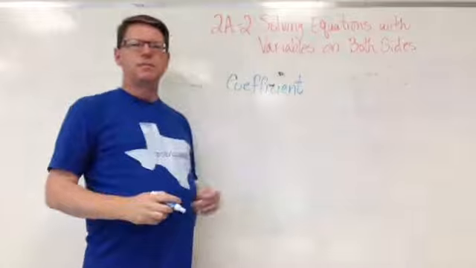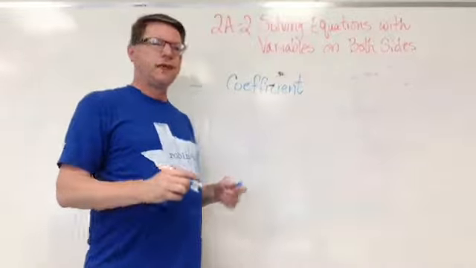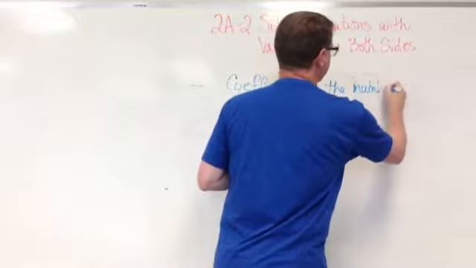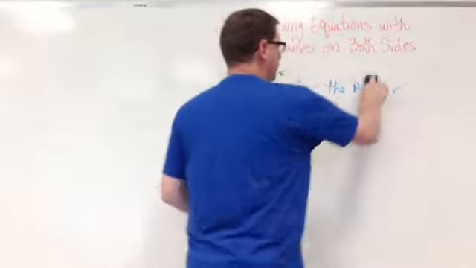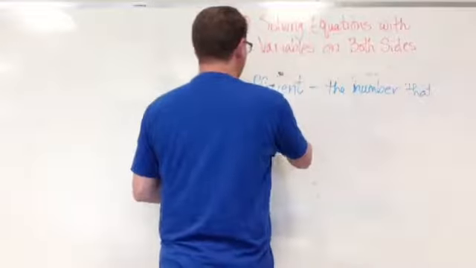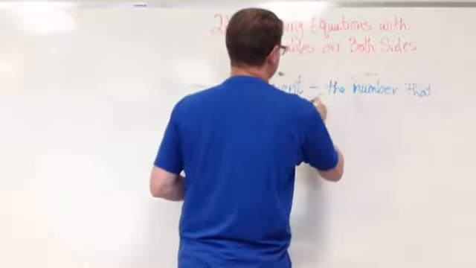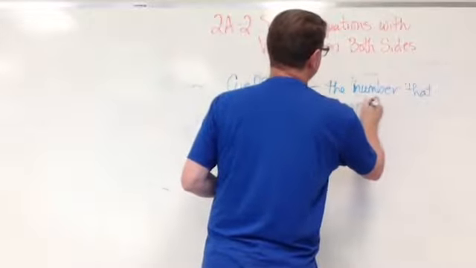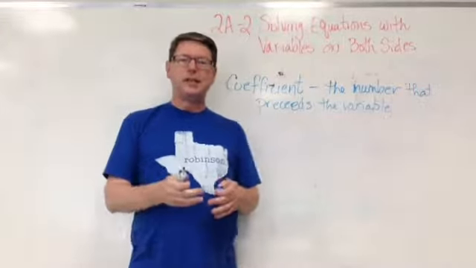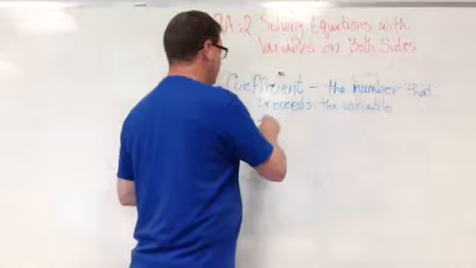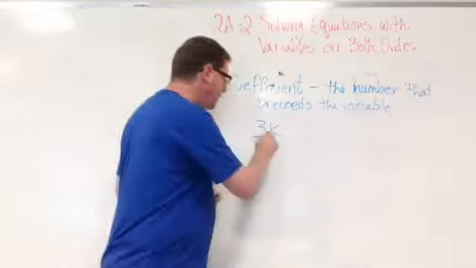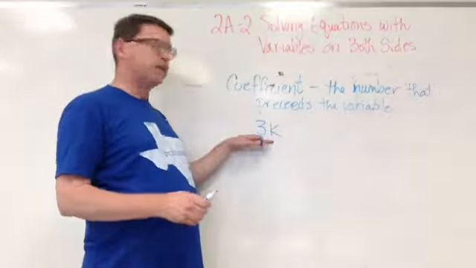Coefficient. The coefficient of the variable is the number that precedes the variable. Precedes means to come before. So let's say we have 3k. K is our variable, it's the letter that represents the unknown, and 3 is the coefficient, because 3 is the number that precedes the variable.